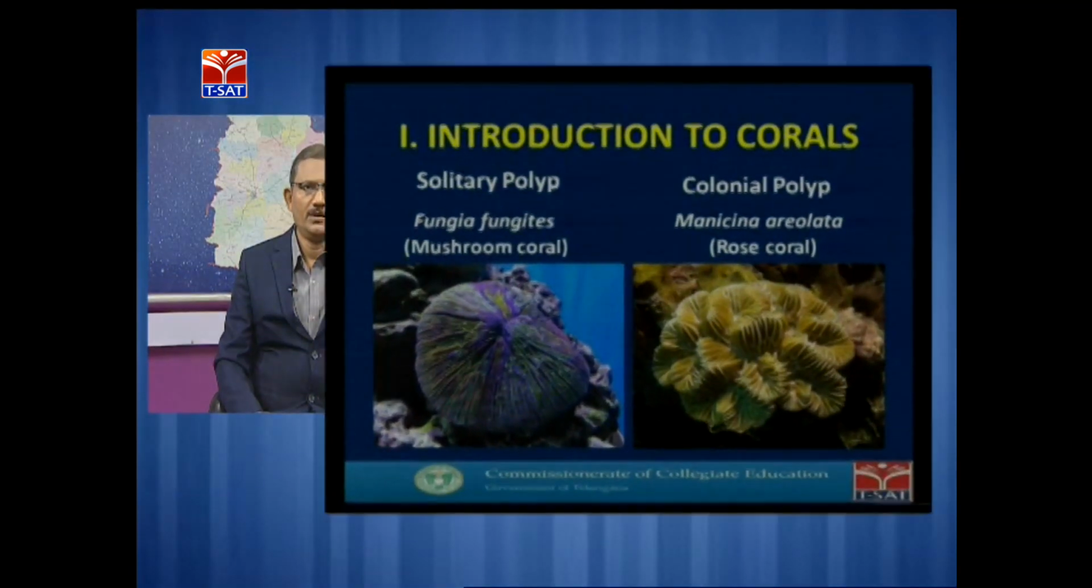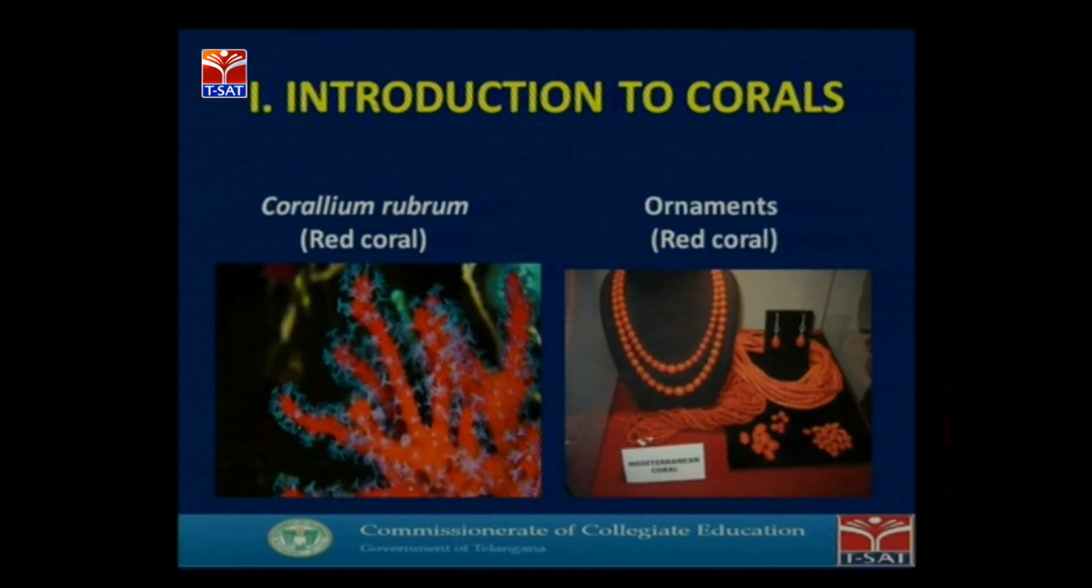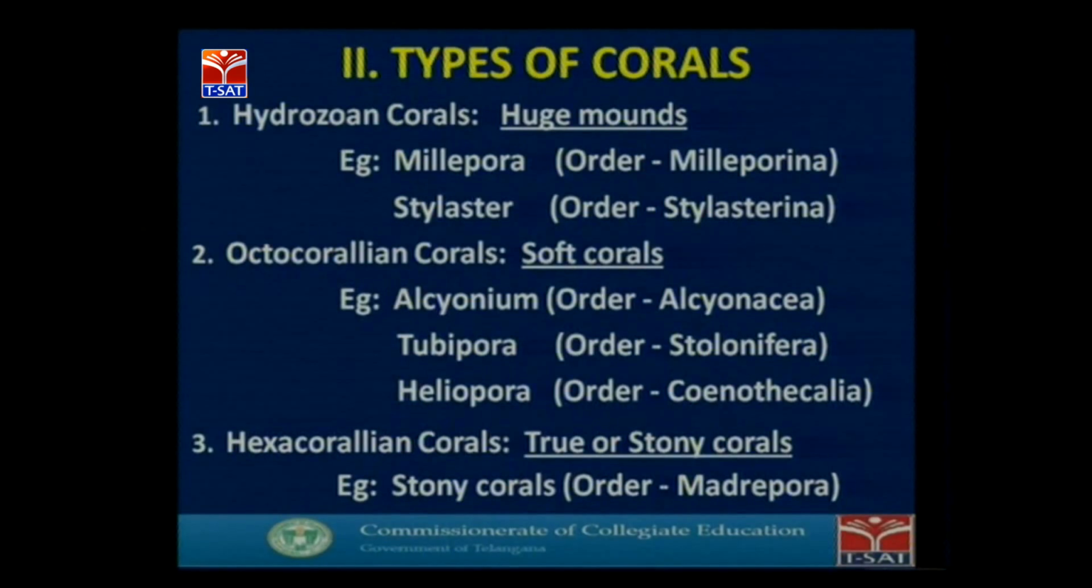So, here we can see the beautiful images of solitary polyp and colonial polyp. On the left hand side we can see the solitary polyp, that is Fungia fungitis, which is commonly known as mushroom coral. And on to the right we can see the beautiful image of colonial polyp, which is Manicina areolata, commonly known as rose coral. And in the next slide we can see the beautiful image of red coral, that is Corallium rubrum, and it is used in ornament and jewelry preparation.